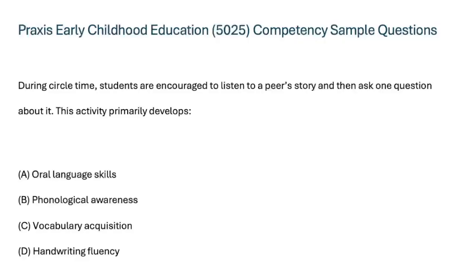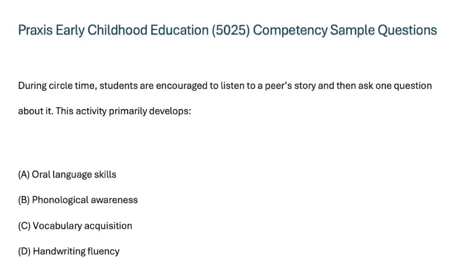During circle time, students are encouraged to listen to a peer's story and then ask one question about it. This activity primarily develops A, oral language skills, B, phonological awareness, C, vocabulary acquisition, or D, handwriting fluency. Let's focus on the components of the question here.